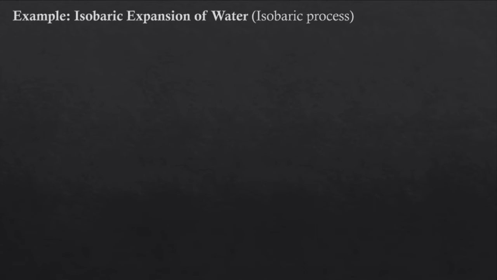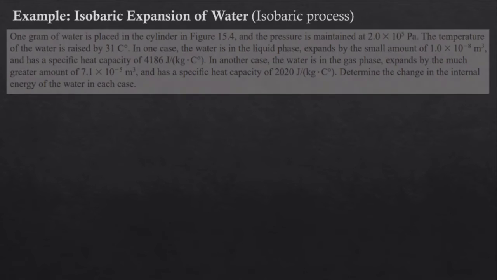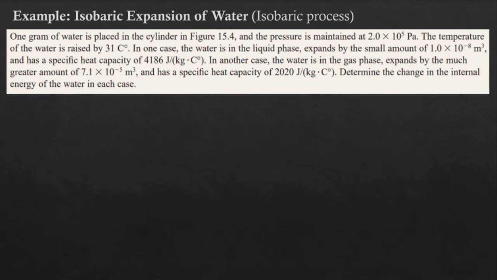Here is an example problem of an isobaric process with regards to the isobaric expansion of water. 1 gram of water is placed in the cylinder in figure 15.4 and the pressure is maintained at 2.0 times 10 raised to the power of 5 Pascal. The temperature of the water is raised by 31 degrees Celsius.